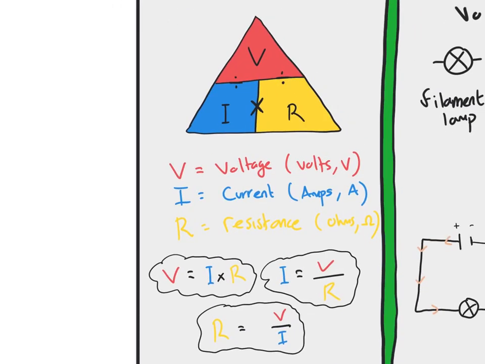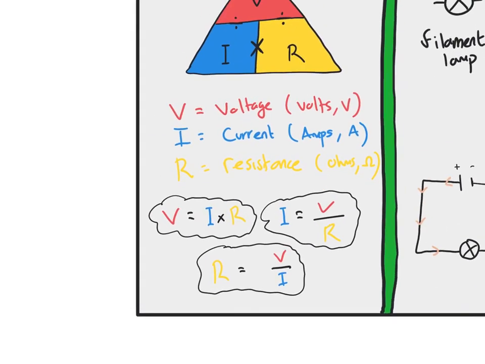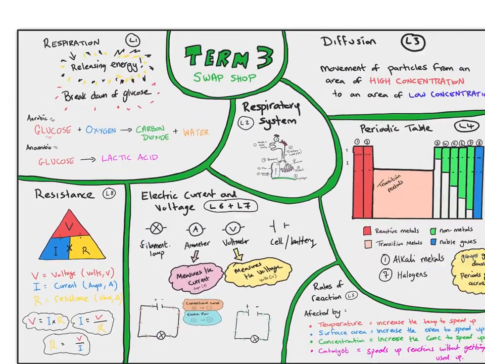Calculating resistance, we need to know voltage and current. If we're going to calculate resistance, we cover R, and it's going to be V divided by I, so V over I. And when I rearrange the equation for all of these, we get these equations. So there's the three equations. If I want voltage, it's going to be current times resistance. If I want current, it's going to be voltage divided by resistance. And then, as we just talked about, resistance equals voltage over current. And that's term 3, swap shop.